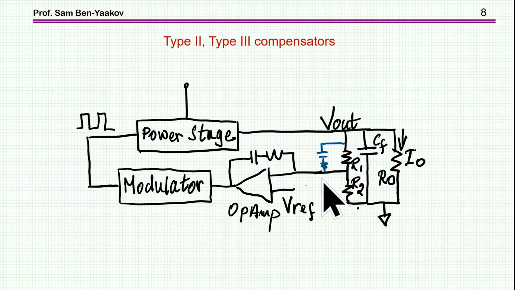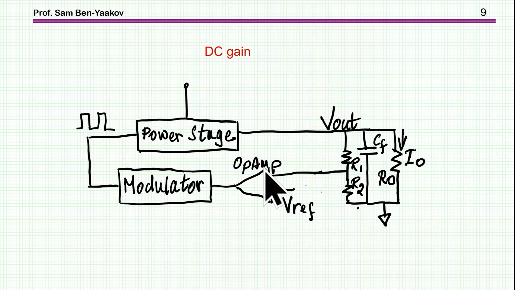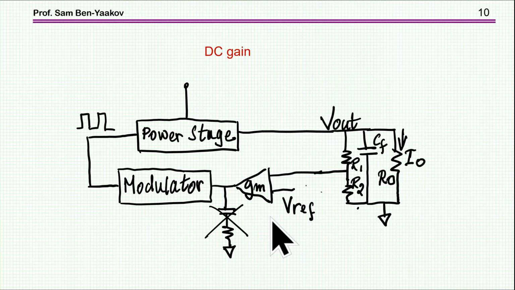But the point is that we are interested in DC, so this capacitor and this capacitor are actually open circuit. So in fact, this is what we have. We have an open circuit here, operational amplifier, open loop, and then we have this feedback system. Now in some cases, the amplifier is actually GM, that is a transconductance amplifier, but again, usually we are going to have this compensator here, the network, so therefore again, it's operating in open loop.